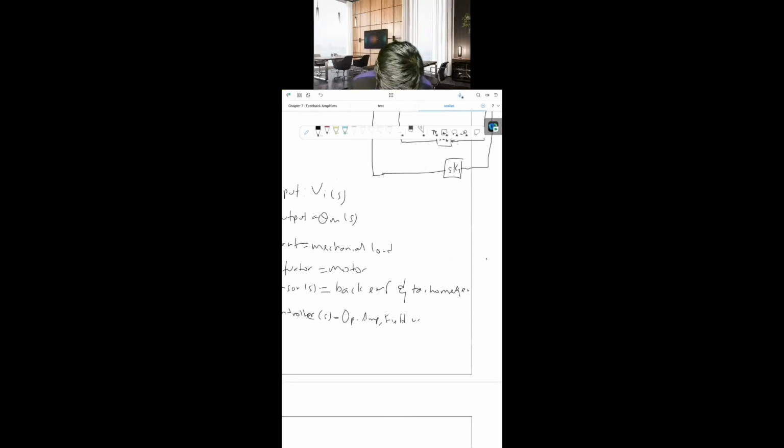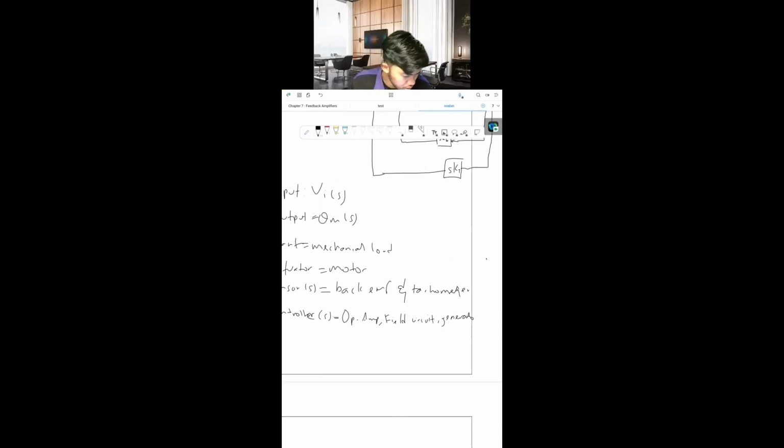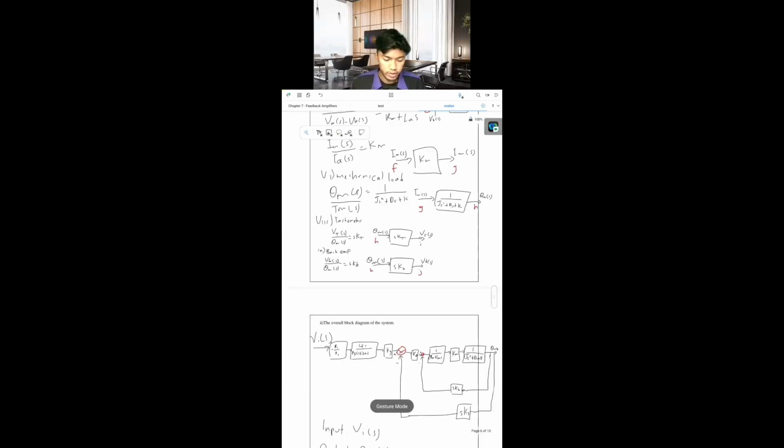the field circuit, the generator, the amplifier and the armature circuit. So, alright, that's all the answer for question 2.